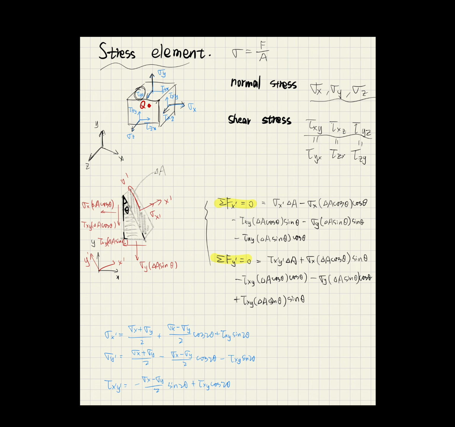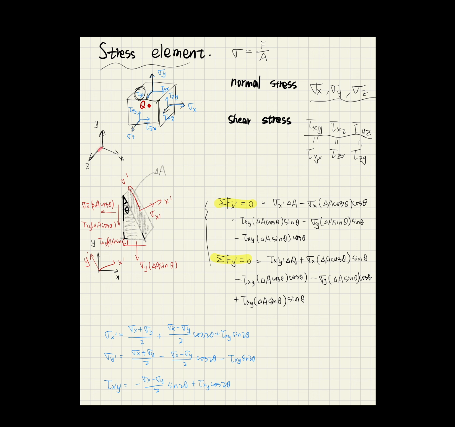We extract a point from this object, let's say point Q. Then we draw a cube around Q, so as to say Q is the center of this cube. Now on this cube we have 6 planes. On each plane we have normal stress and shear stress.